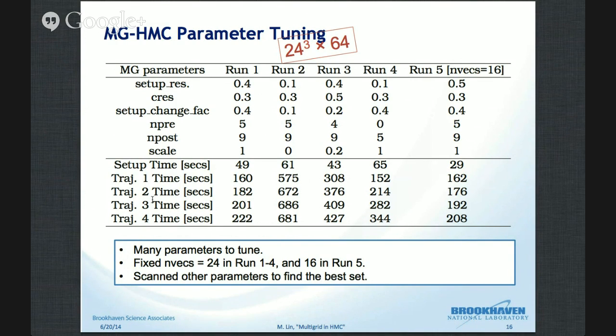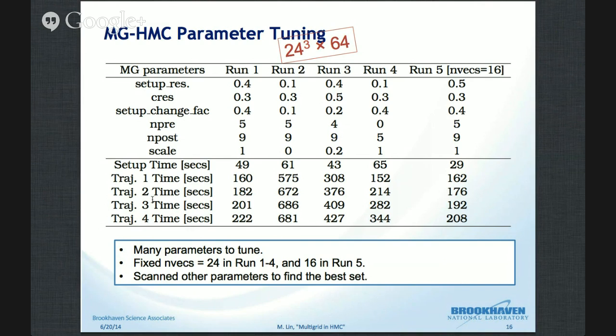So you need to set the residual for the multigrid setup and the residual for the coarse operator setup, and then various things. And from run 1 to 4, we use 24 null vectors. And for run 5, we use 16. So this is for 24 cubed. And the parameters are quite similar for 32 cubed. And then here I show the setup time with each set of parameters.